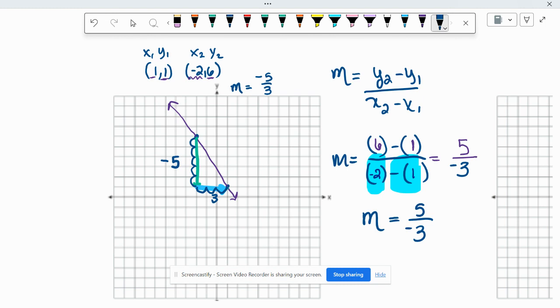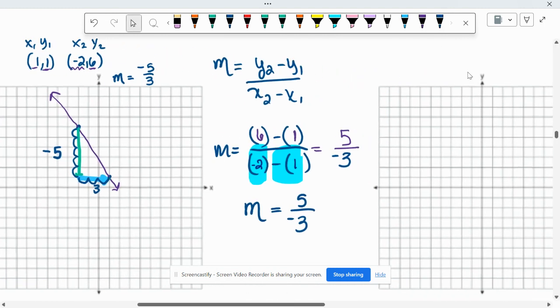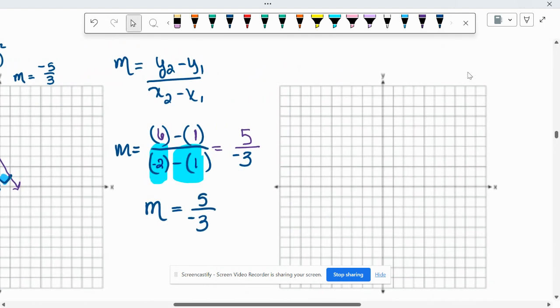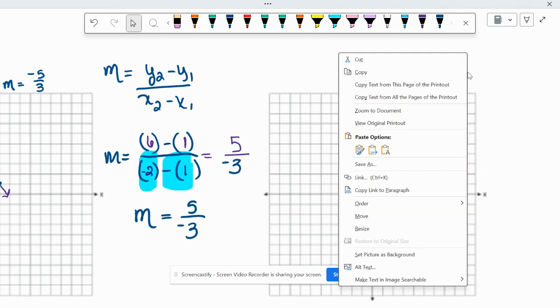Yeah, it is. Even though the negative on one is in the numerator and the other one is in the denominator, a positive divided by a negative or a negative divided by a positive is still negative. So they're the same. Okay. Does that make sense? Okay. Let's do the next one. The next one, we're going to do the same thing. We're going to graph it first, count, and then we'll check it with our formula.